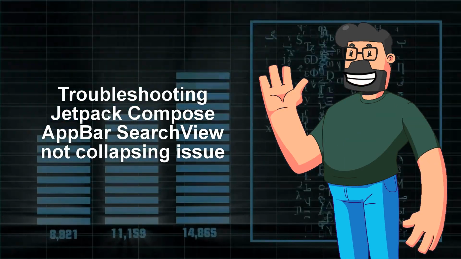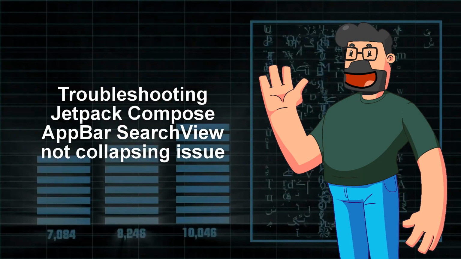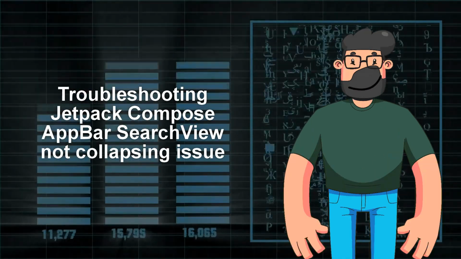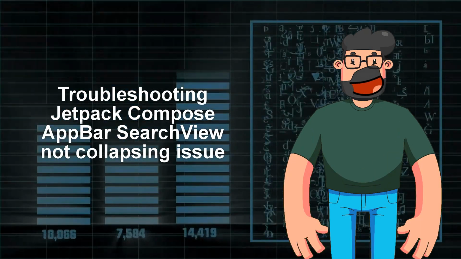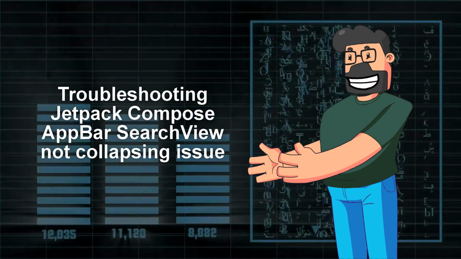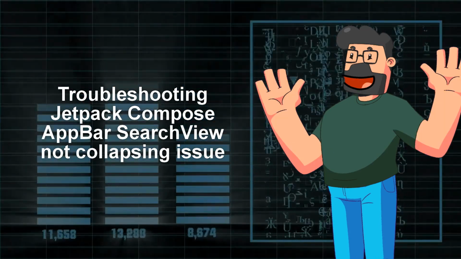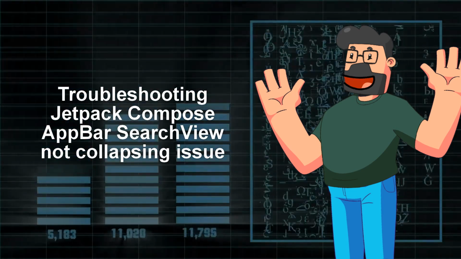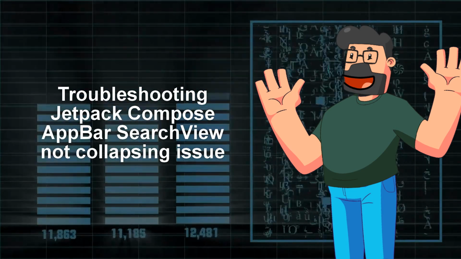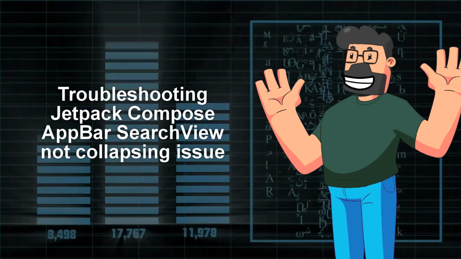The issue at hand is that the search view is not collapsing as desired, remaining pinned below the top app bar. This can be quite frustrating as it doesn't fulfill the requirement of collapsing both elements. Let's dive into the solution to this problem and see how we can make the search view collapse seamlessly along with the top app bar.